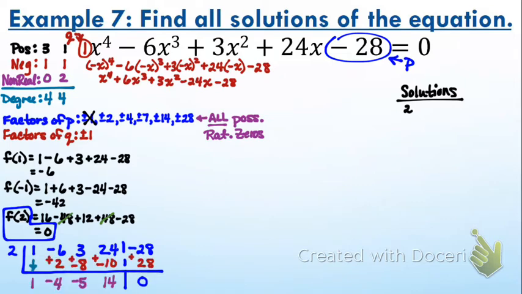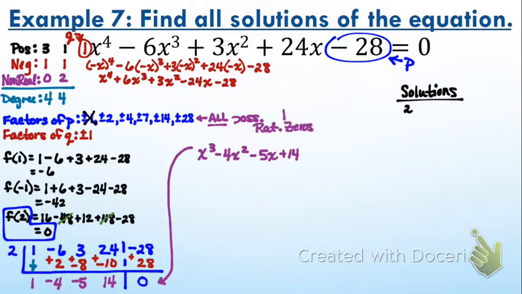All right. Coefficients I got were 1, negative 4, negative 5, and 14. So this down here means that I have x cubed minus 4x squared minus 5x plus 14. Here, let me move this out of the way just a little bit.